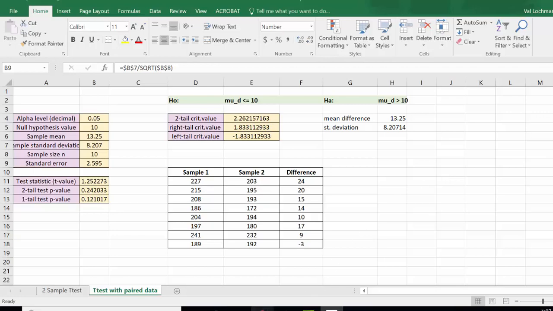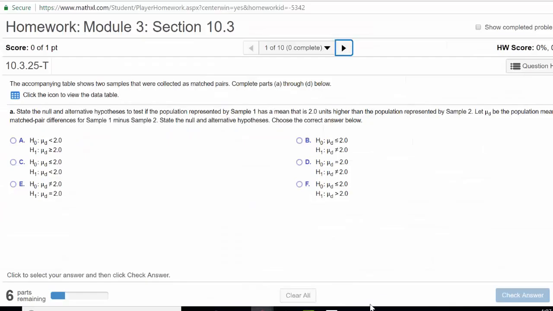Okay, so what we're going to do, we're going to solve a couple of problems from Module 3, Section 10.3. Let's go ahead and take a look at problem 1. We have the following information given to us, and they want us to answer all of these questions. Let's go ahead and take a look at the data.